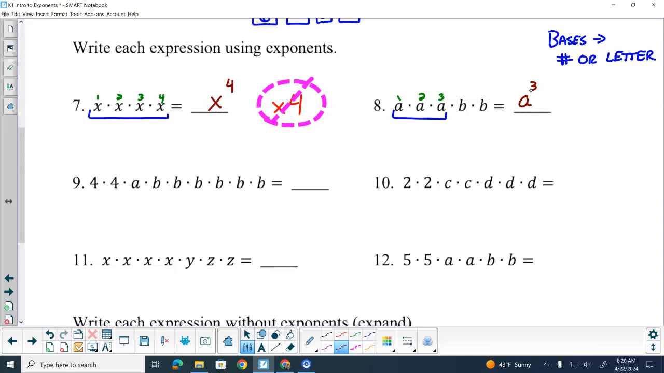But I also have a base of B, correct? So that means that I need a base of B also. And how many B's are there? 2. So that's going to be B squared, or B to the 2nd power. Questions on that?